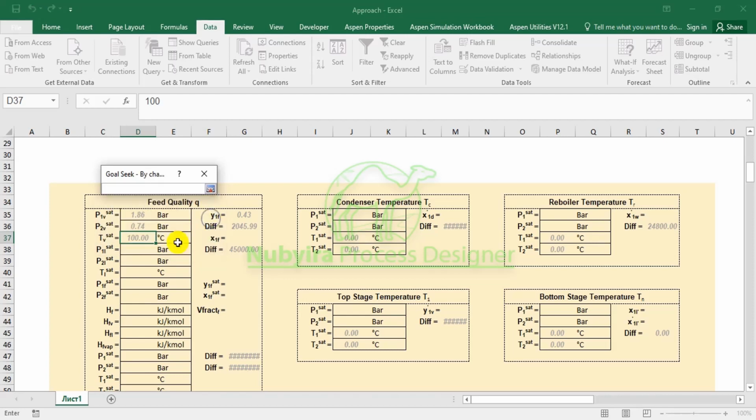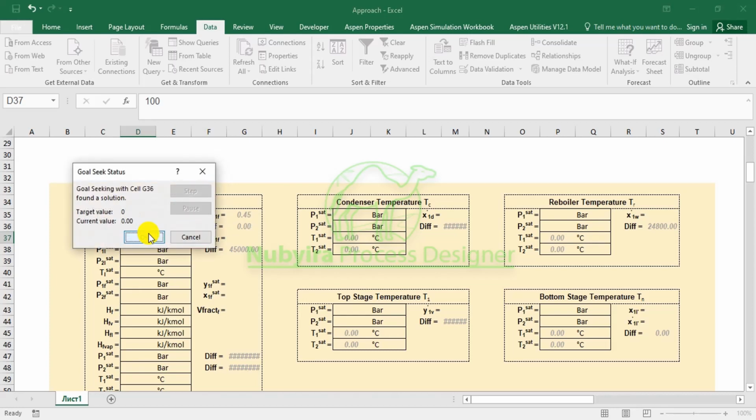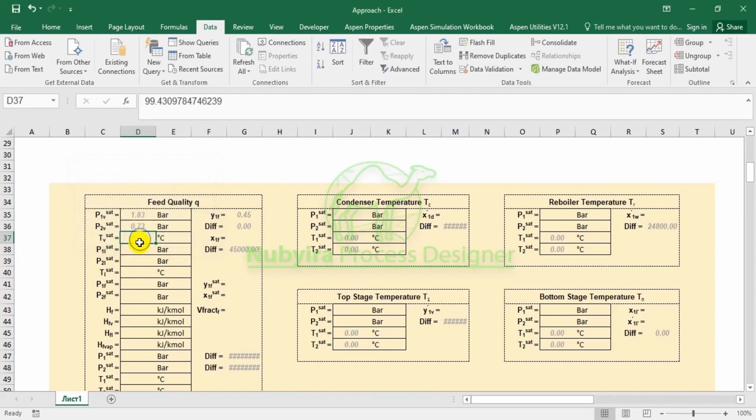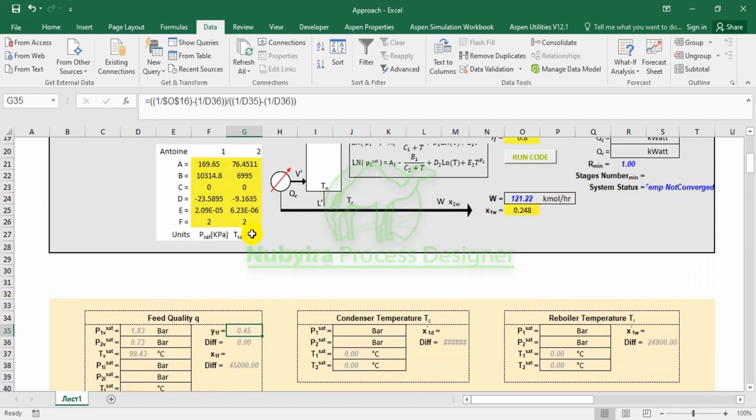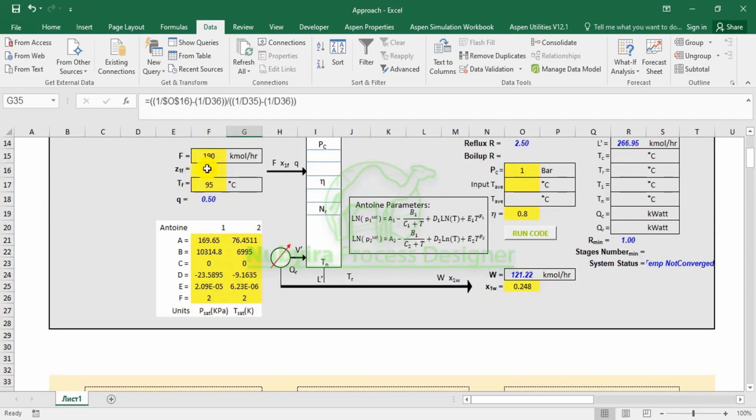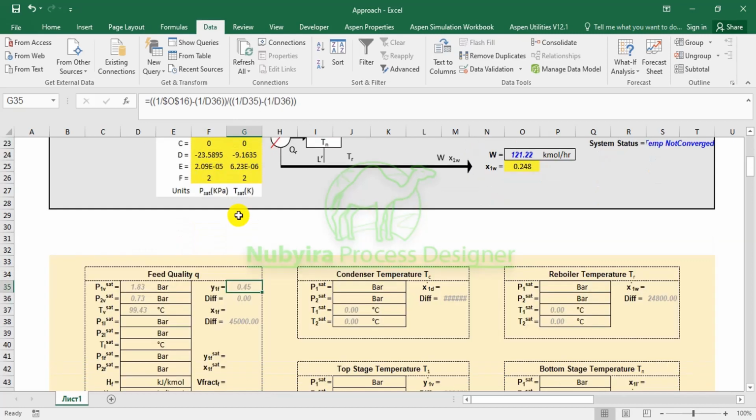Then the cell that I want to be changing is the dew point cell. So it's going to run the analysis, and it has converged to 0. So this will be my dew point of the mixture. You can see this is now 0.45. That is the same thing as the mole fraction of the feed.